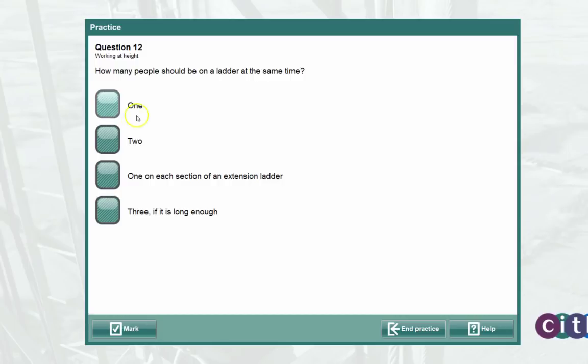How many people should be on a ladder at the same time? 1, 2, 1 on each section of an extension ladder, 3 if it is long enough.